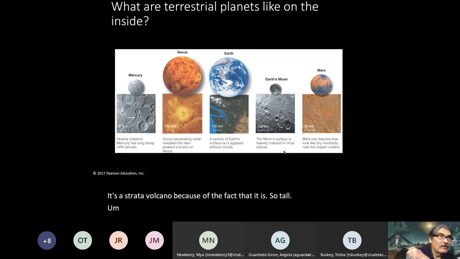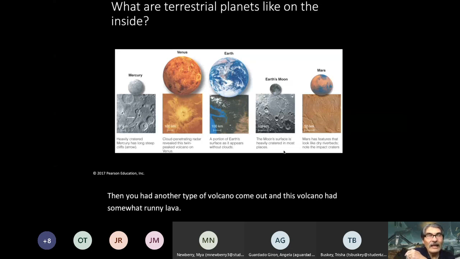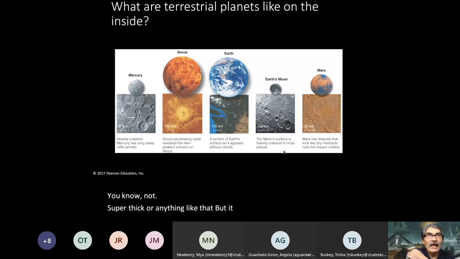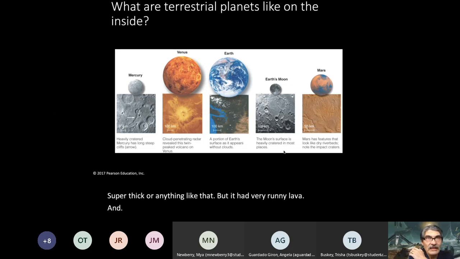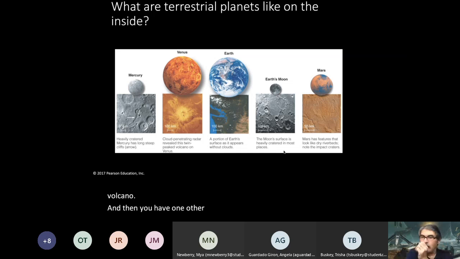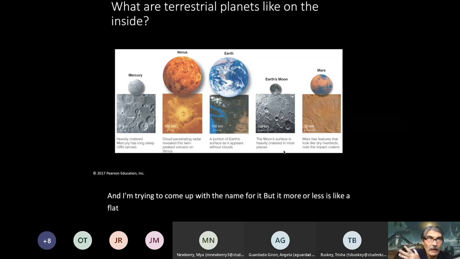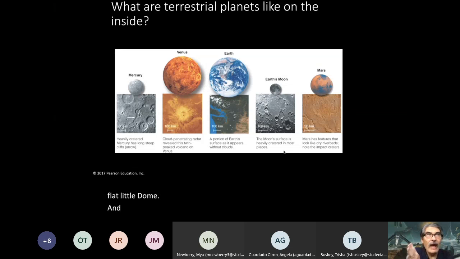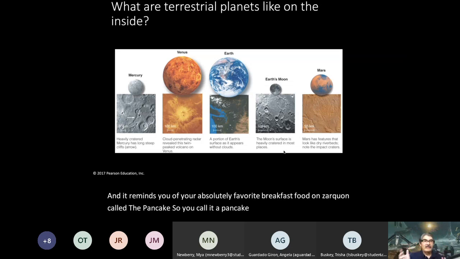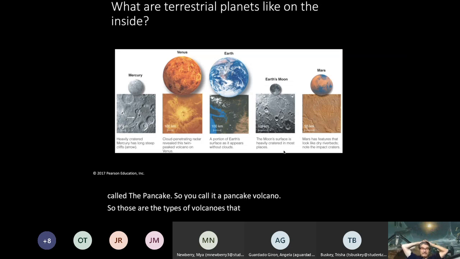Then you had another type of volcano come up, and this volcano had somewhat runny lava, not super thick, but very runny. And because it looked like a shield, you decided to call it a shield volcano. And then you have one other one, more or less like a flat little dome. It reminds you of your favorite breakfast food on Zarquan, a pancake. So you call it a pancake volcano. Those are the types of volcanoes you have on Zarquan.